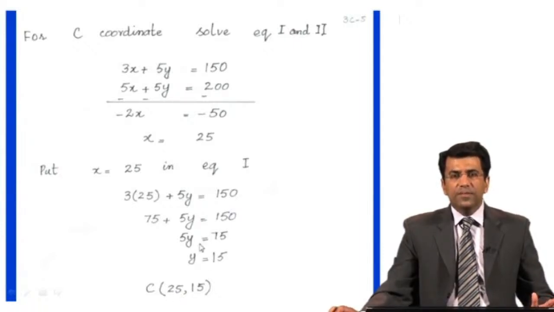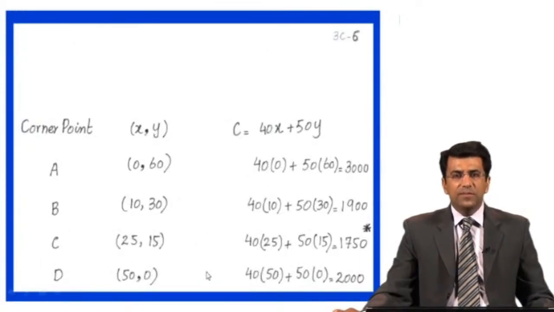Now we have calculated the coordinates for the points of intersection of the different lines. Now we are in a position to make the cost table, so that we can put the values of these corner points in the cost function, and that will give the idea of how we can minimize our cost. So this is our cost table.